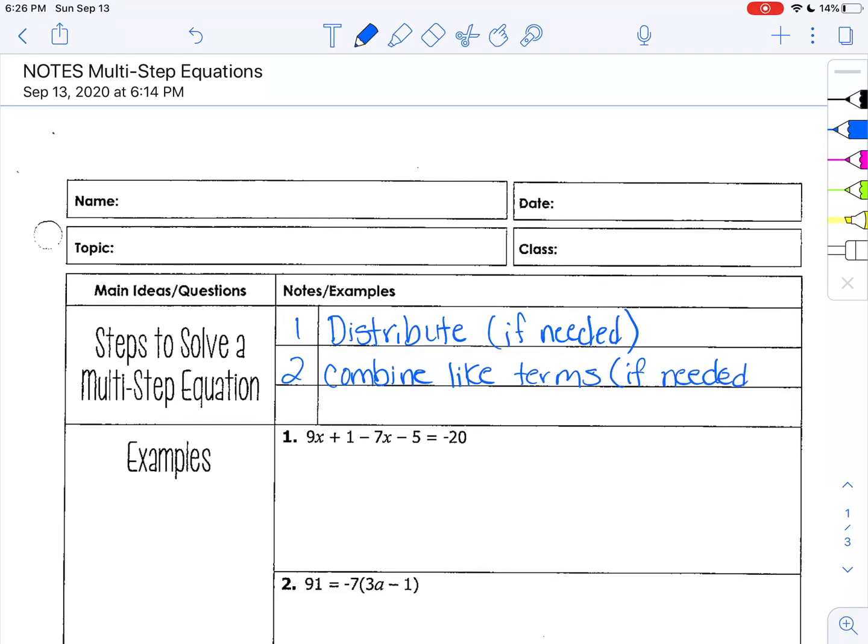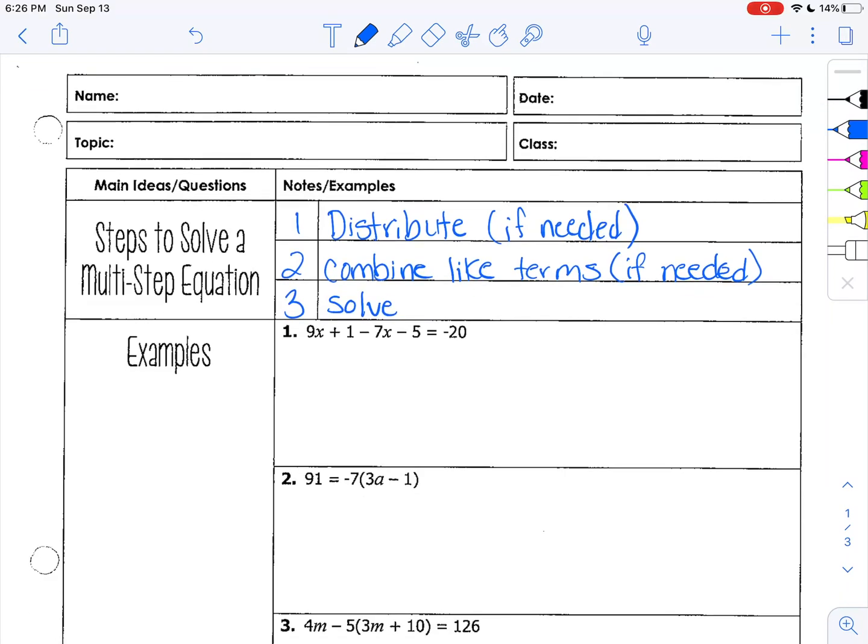So remember, like terms have to have the exact same variable with the exact same exponent, or they both have to be constants. Finally, once the equation is simplified, we solve it, just like we solve 1- and 2-step equations by doing the opposite operation. So let's take a look at some examples.